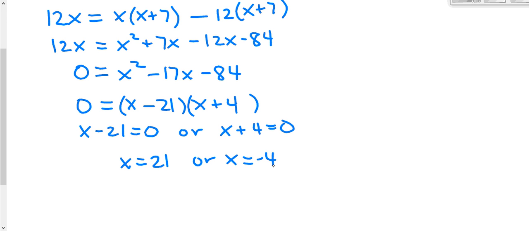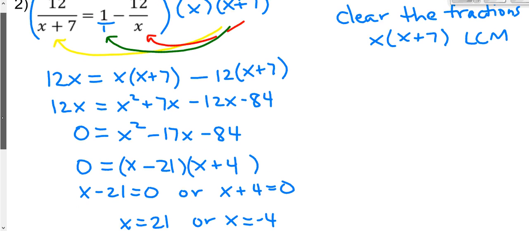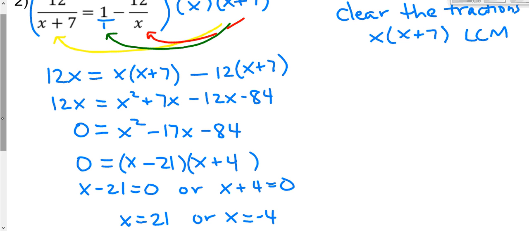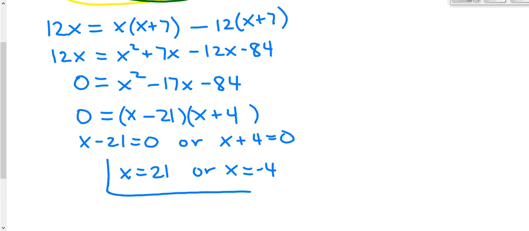Now, double check. Are either of those answers extraneous? Do they make either one of the denominators 0? No. The things that would have been bad would be what? What would have made the denominator 0? Tell me. That's right, negative 7 or 0. So we didn't get either of those answers. So these are both perfectly fine.